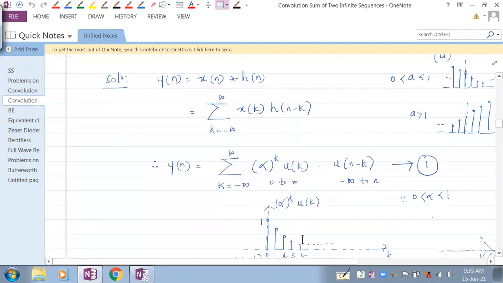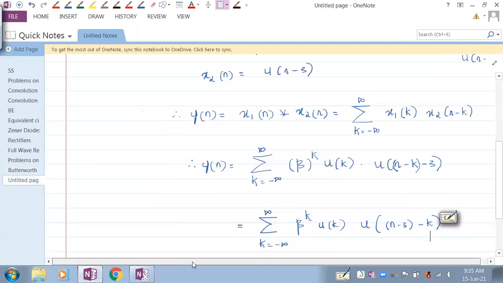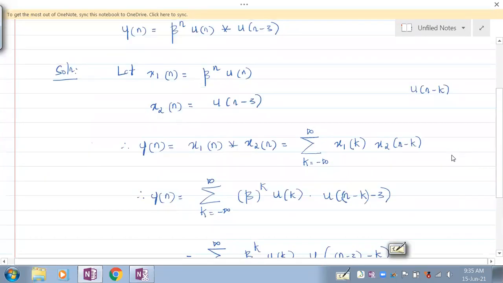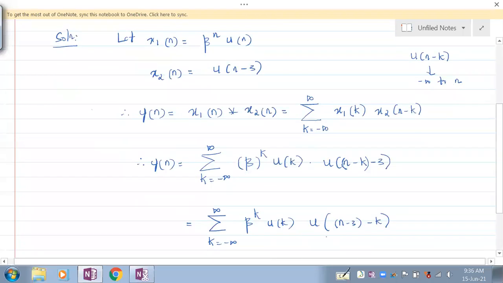So u of n minus k is a signal which ranges from minus infinity to n. If u of n minus k ranges from minus infinity to n, then what do you think u of n minus 3 minus k ranges from? Anybody? Let me just show you that. See here, this u of n minus k ranges from minus infinity to n. So which means that u of n minus 3 minus k ranges from minus infinity to n minus 3.